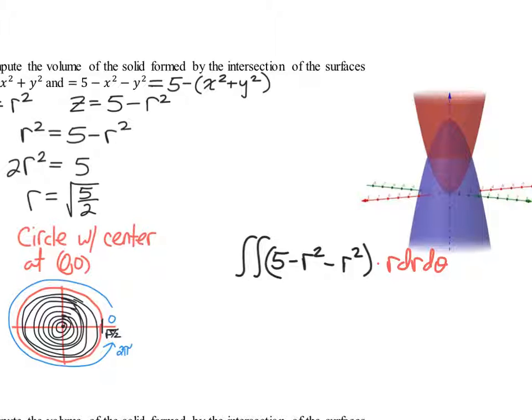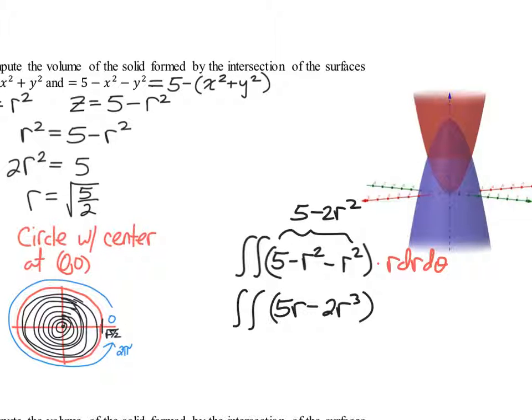All right. So we'll put the bounds in a second, but I'm going to clean this up. This part here is 5 minus 2r squared. So run it through with an r. 5r minus 2r cubed dr d theta.